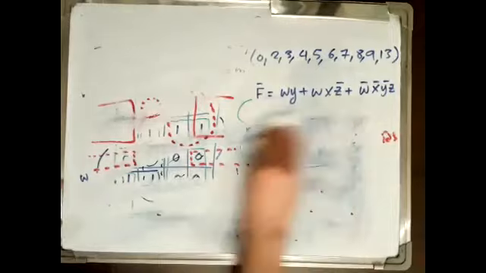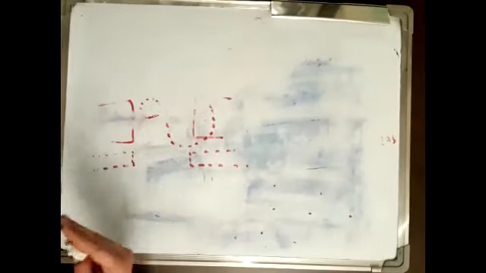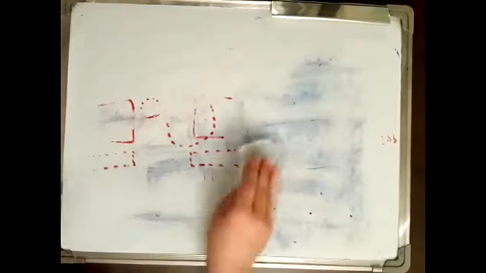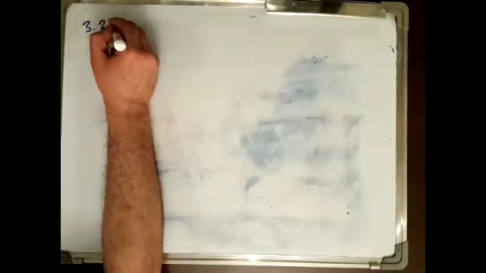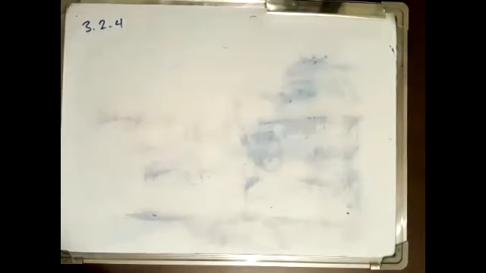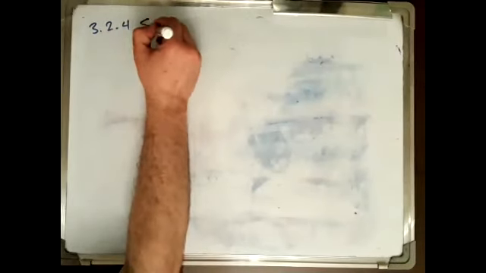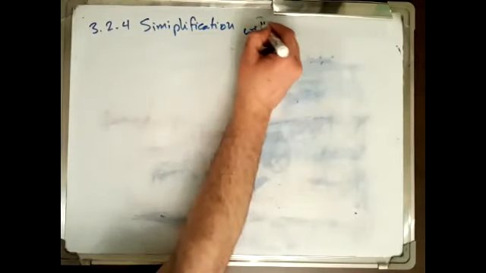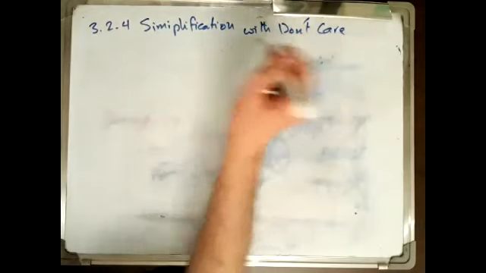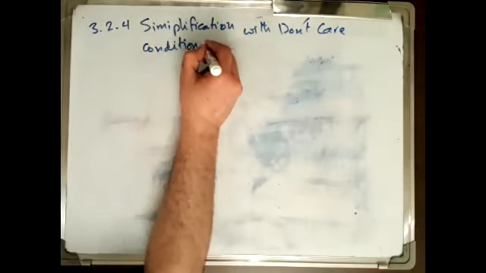Okay, so now let's move to the last subsection, which is also related, but it covers a new simple idea. We are still talking about using the map to simplify logic functions. Section 3.2.4, which is simplification with don't care condition or conditions, depends.